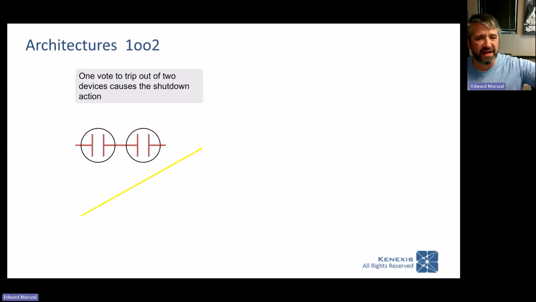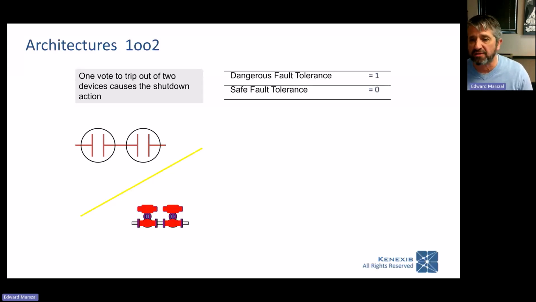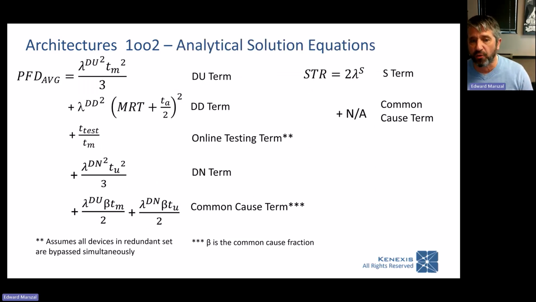Okay, so let me close out by going over the other architectures. So 1 out of 2 voting means I have 2 devices. If one of them says to trip, I'm going to trip. 2 switches in series, 2 valves in parallel, give you a 1 out of 2 vote. You have 1 degree of tolerance to dangerous failures, no tolerance to safe failures. And this is going to be your equation set. So where do these terms come from?